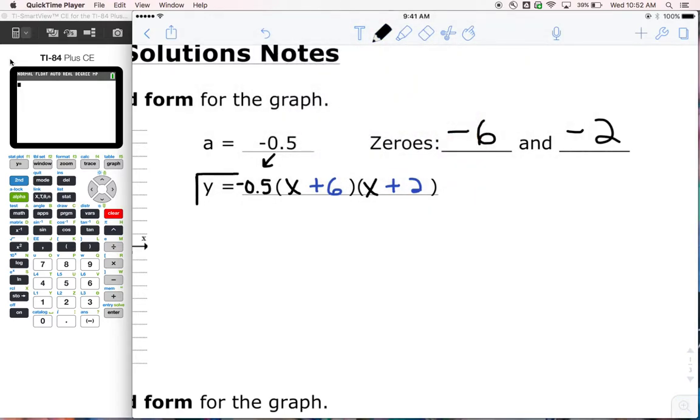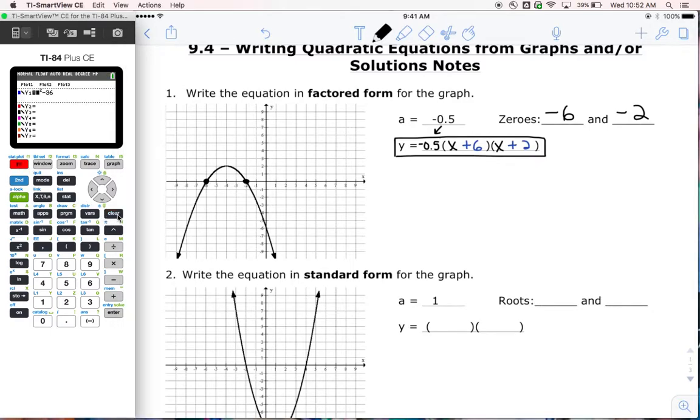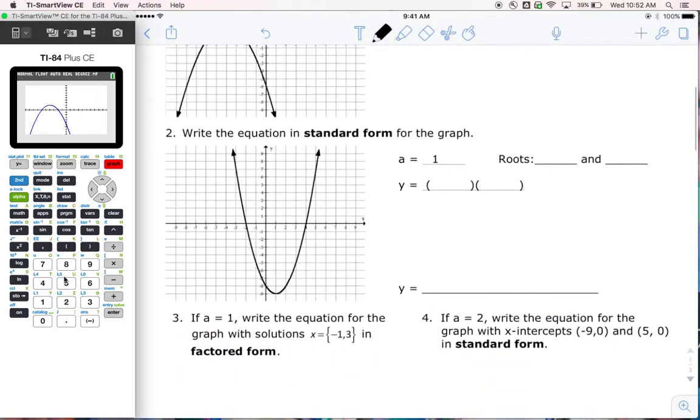And you definitely should be doing this: we should be checking in our calculator. I'm going to type it in exactly as I see it: negative 0.5 parentheses x plus 6 and x plus 2. Then we want to make sure that what we see in our calculator matches what we see on our paper. That's a real easy way for us to check our answer. Perfect, I got a negative 2 and a negative 6, just like on my paper, so I know that I've written an equivalent, valid equation. Let's take a look at the next one. The next one's asking us to write our equation in standard form.